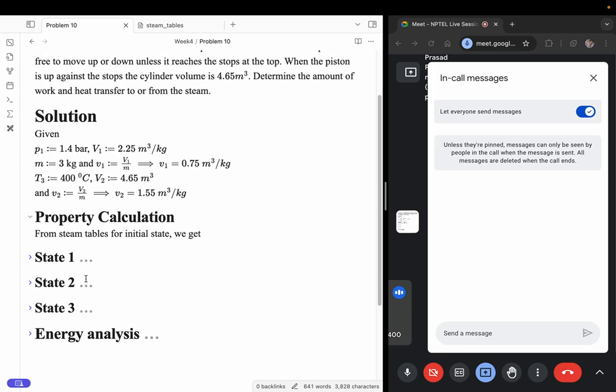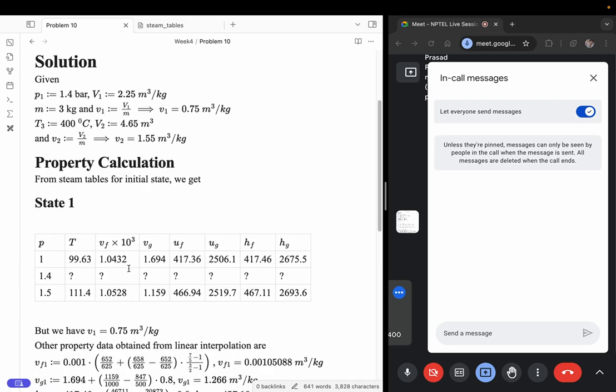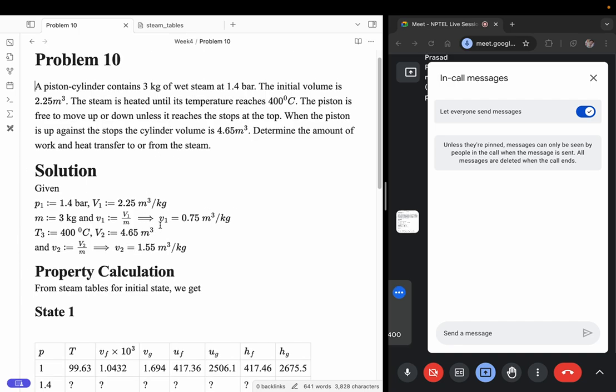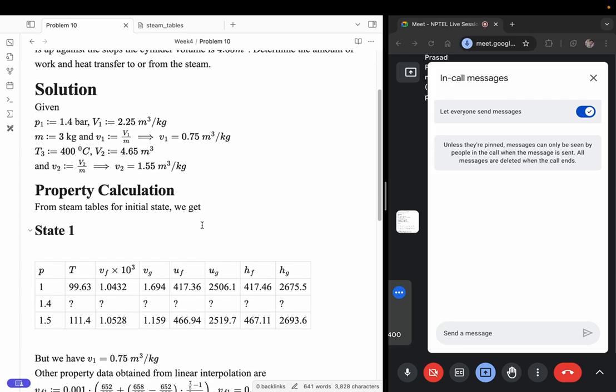So I just divided the process into 3 states. For state 1, how do I get the properties? State 1 is a pressure of 1.4 bar and a specific volume of 0.75. State 3 is the final state, which is at 400 Celsius and a volume of 4.65 cubic meters. I know the mass is 3 kg, so this is the final specific volume. So v3 is equal to v2.